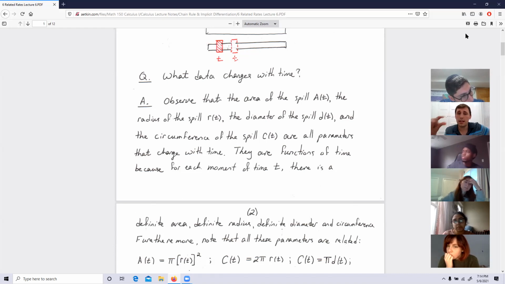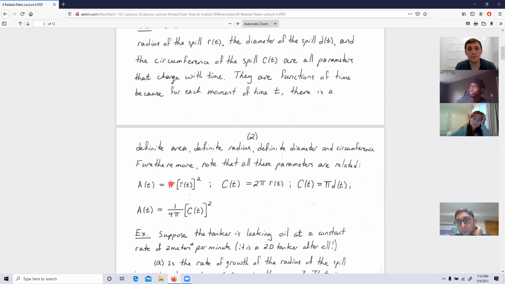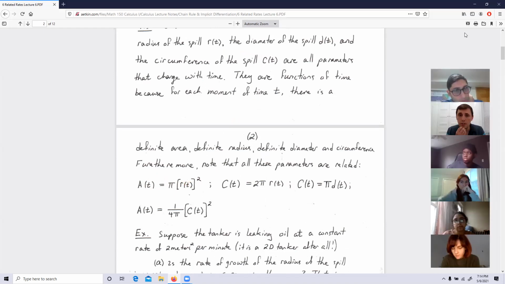So even though radius is one function of time and area is another function of time, there is obviously a relation between them. And here is that relation, guys. A of t is pi r squared. You see, A of t is pi r of t squared, because area is always the square of the radius times pi.